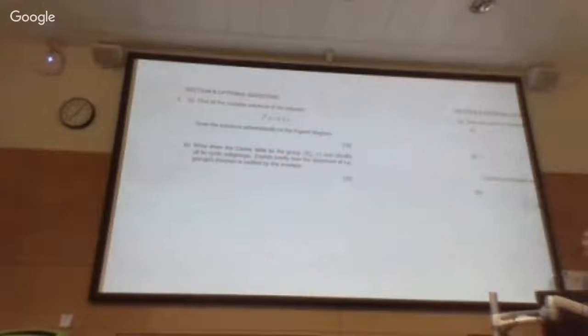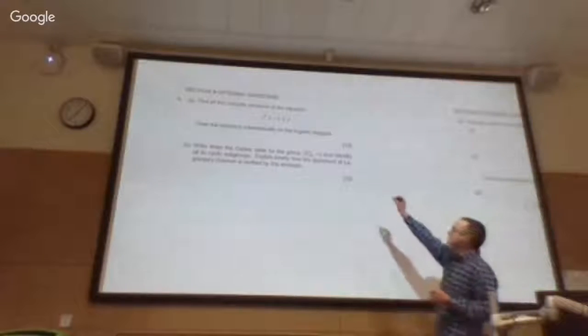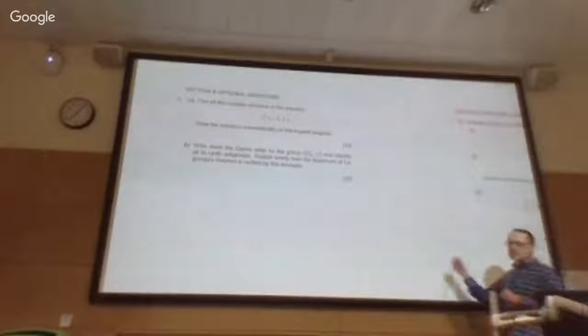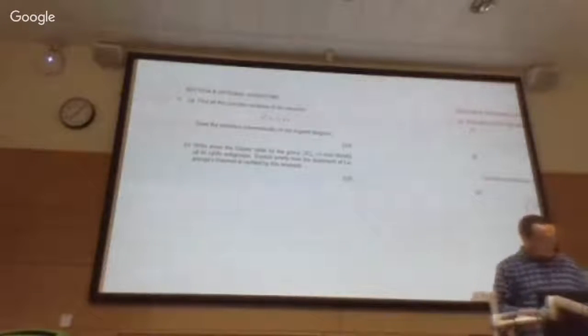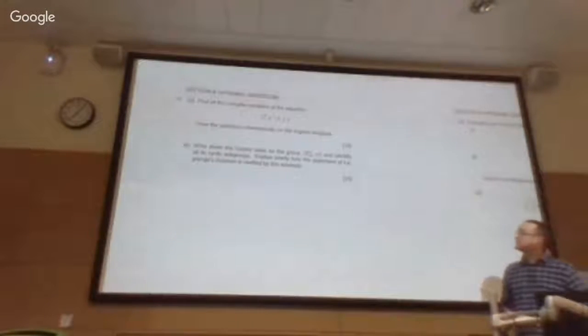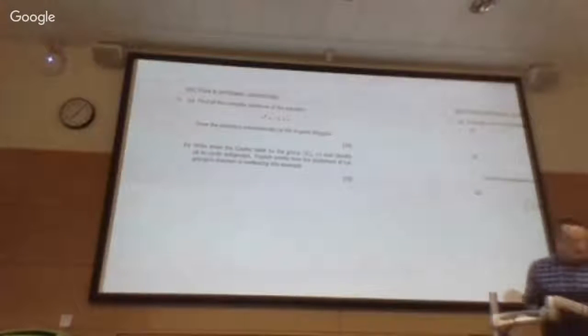So the next part, question 5, has half of it from Saeed's half, complex numbers, and root finding of complex numbers there. And then the second question is on one of these modular arithmetic groups. So this says, write down the Cayley table for the group, say Z15 multiplication, so you need to understand what that means, and identify all its cyclic subgroups. And I think back in 2014 I did a little bit more on this, but the final part is explain briefly how the statement of Lagrange's theorem is verified by this example.